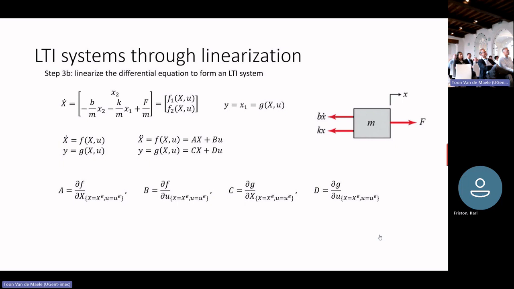So there are two ways in which you can get LTI systems out of it. One is if the system is inherently a linear system, then you can derive the equation and make it into that form. The second route is that if your system is highly nonlinear, you can linearize it and then get this form.